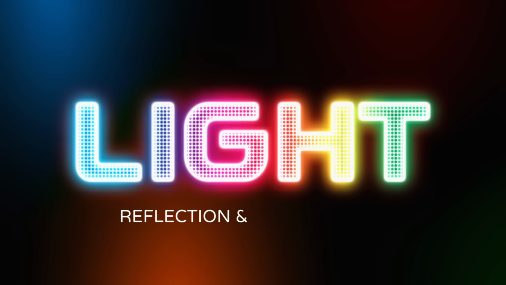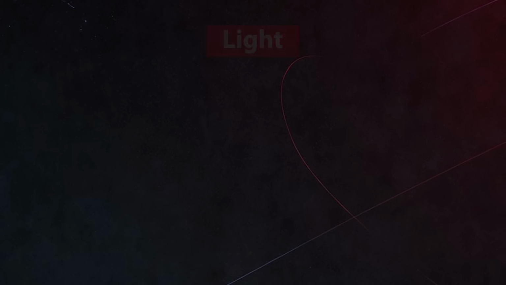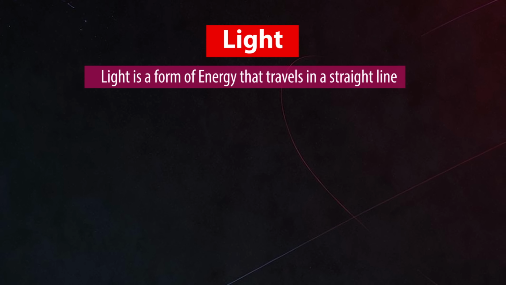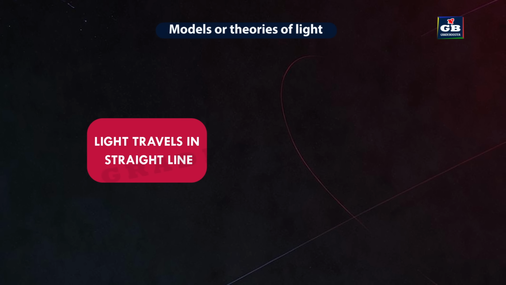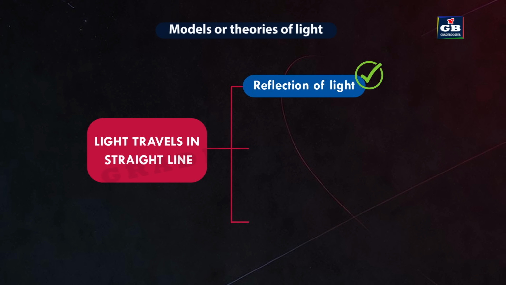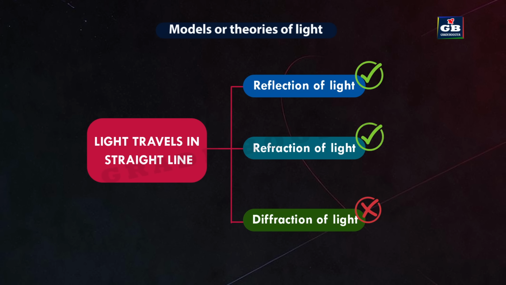Light, reflection and refraction. We all know that light is a form of energy. We learned that light travels in a straight line. Light traveling as straight rays explains phenomena like reflection and refraction, but it fails to explain phenomena like diffraction of light.